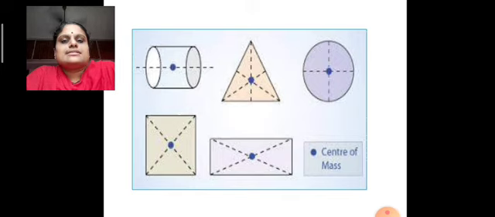In brief, we can say in most of the particles, the center of mass point will be merely the center of the particle. So, the center of mass for a cylinder, a triangle, circle, square, rectangle, etc. are shown to you.